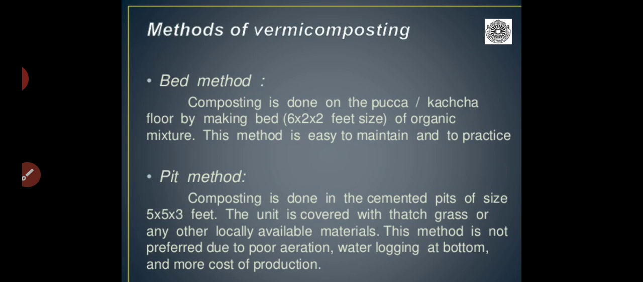Second one, pit method. As the name itself suggests, here composting is done in cemented pits of size 5 by 5 by 3 feet. The unit is covered with thatch grass or any other locally available materials, and this method is not preferred due to poor aeration, water logging at the bottom, and more cost of production.